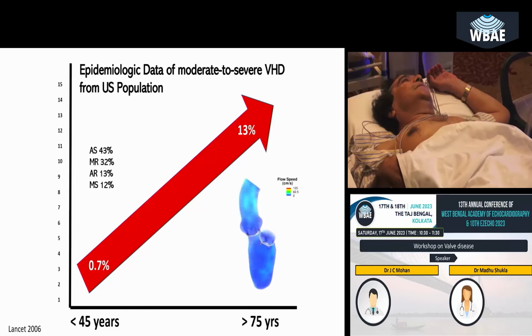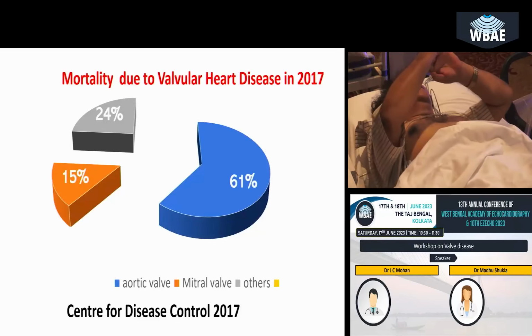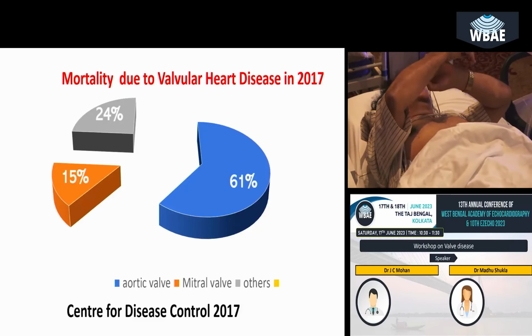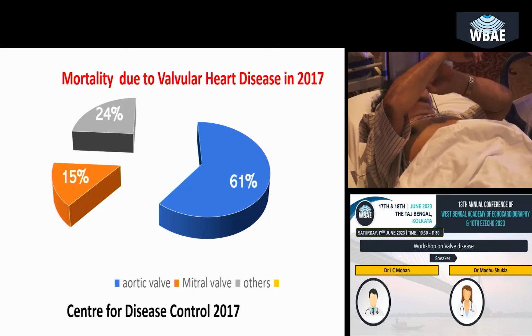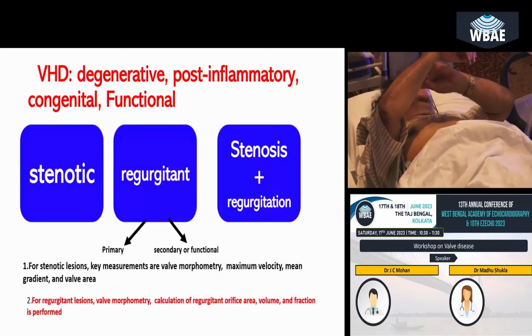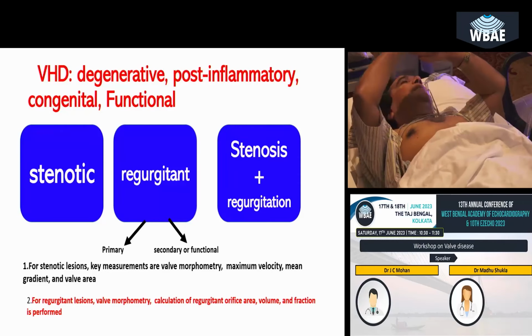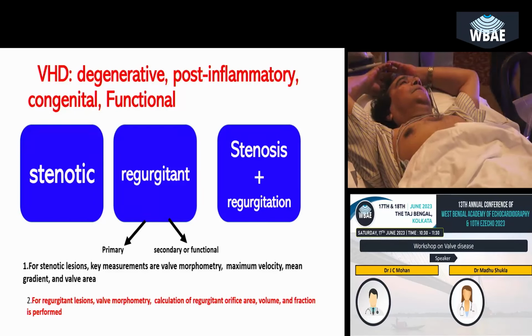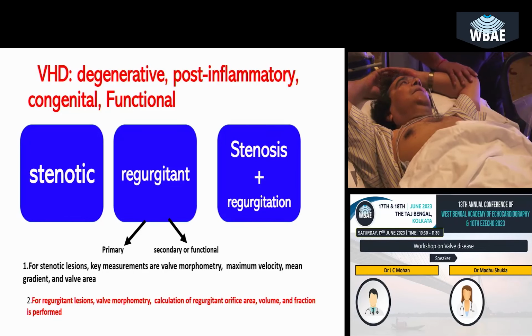The US data says the commonest valvular disease is aortic stenosis followed by mitral regurgitation. That is why for both of these, there are now percutaneous catheter-based interventions available. In the Western world, aortic valve disease accounts for nearly 60% of all valvular mortality, and mitral valve disease for 15%. Valvular heart disease is commonly degenerative in the Western world; in our country, it is probably post-inflammatory, which is a euphemism for rheumatic heart disease. And of course, it can be congenital, functional, or iatrogenic.